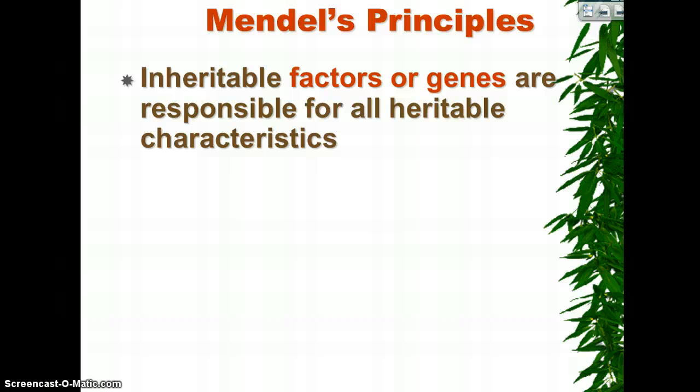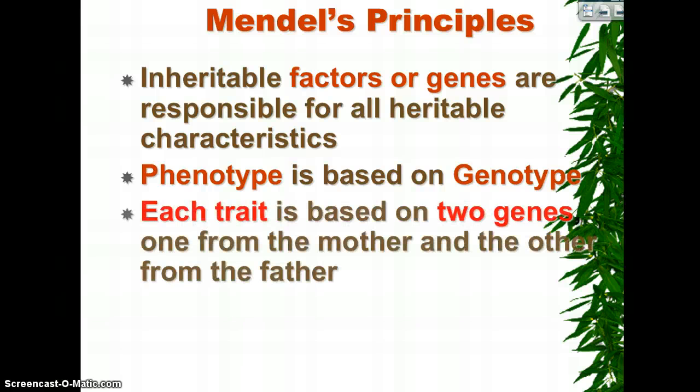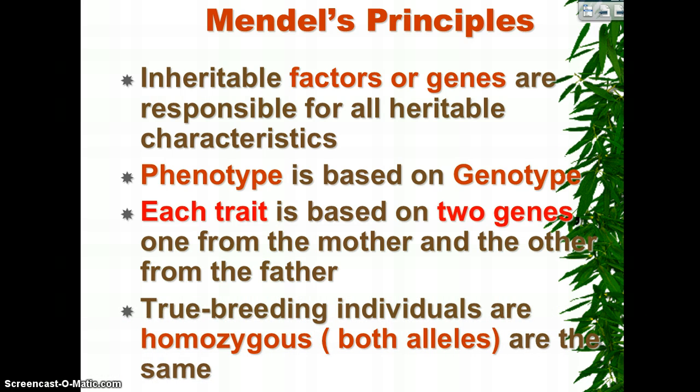From all of Mendel's work came Mendel's principles. Here are some of them. Inheritable factors or genes are responsible for your characteristics. Genes are responsible for your traits. Phenotype is based on the genotype. In other words, your genes determine what you look like. Each trait is based on 2 genes, one from the mom, one from the dad. So your trait, you got a gene from mom and a gene from dad. True breeding individuals are homozygous, or both alleles are the same.